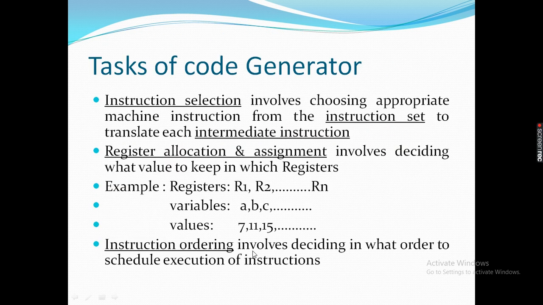Okay. So instruction ordering involves deciding in what order to schedule the execution of instructions. Whether you want the instructions to be executed in sequential order, one after the other, instruction number 1 first, then instruction number 2, 3, 4, in this sequential order, or in some other different order.